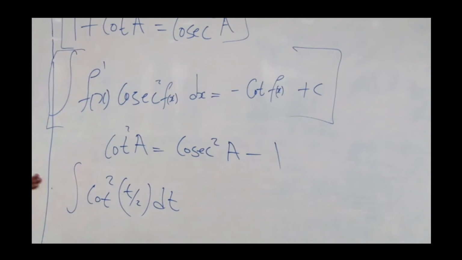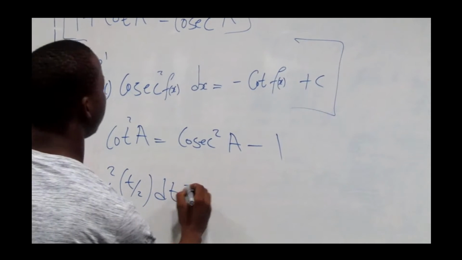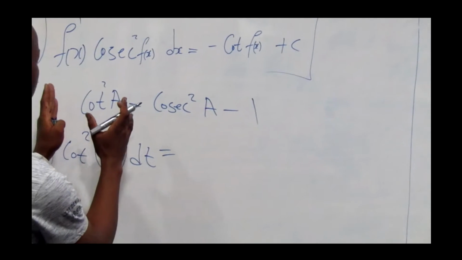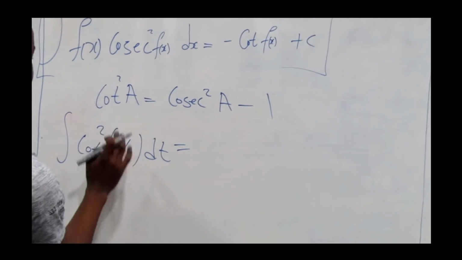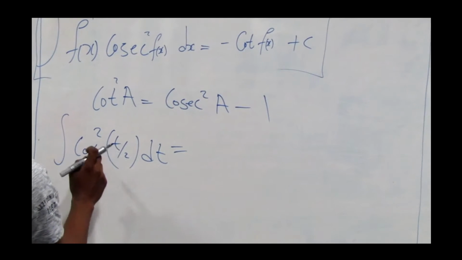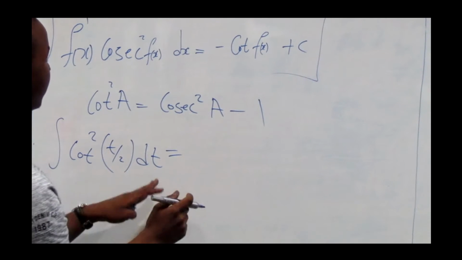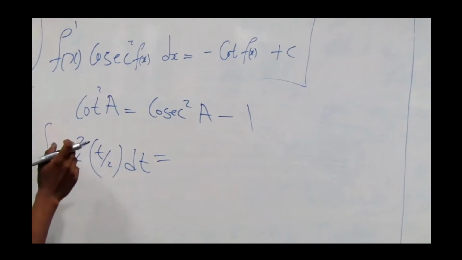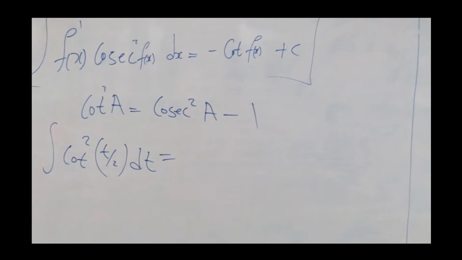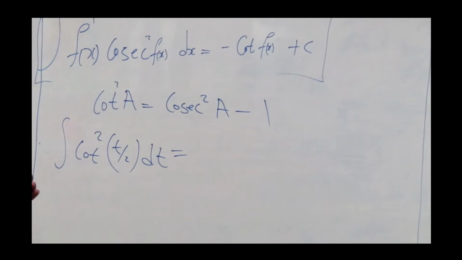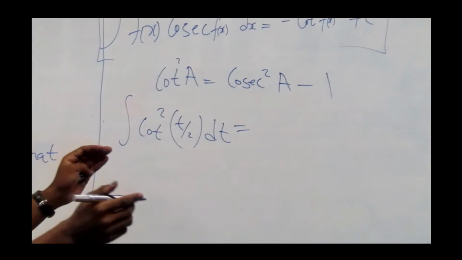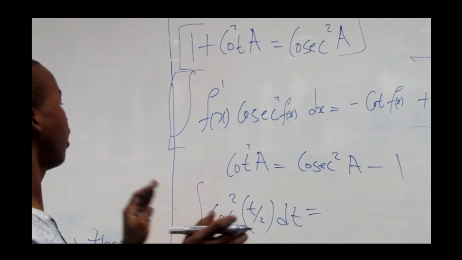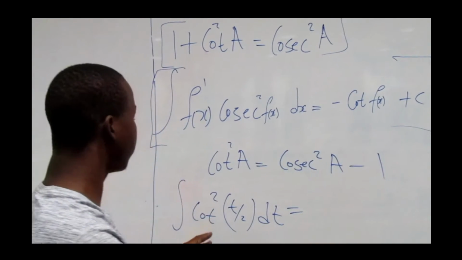Then from here we don't have to do much. The only thing that we need to do here is to substitute. We know our A here is t over 2, then cot square dt. Then we remove these and substitute these where there is cot square. By substitution, actually you solve using identities, of which you substitute what corresponds to the identities.